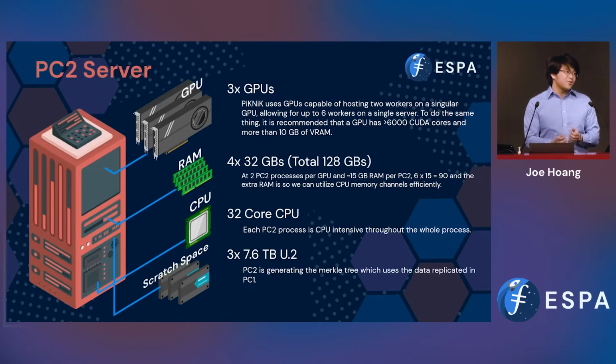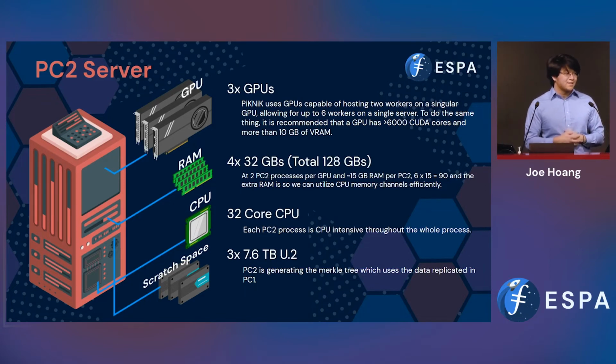Next is our PC2 server that will do PC2 work. The core part for this server would be the GPUs. With 3 GPUs, powerful enough to host 2 workers on each one, or 2 worker processes, you can go ahead and fit 6 PC2 workers on this PC2 server. With 6 workers being able to work on 6 sectors in parallel and about 15 to 16 gigabytes per, that comes out to about 90 to 96 gigabytes required for the processes.